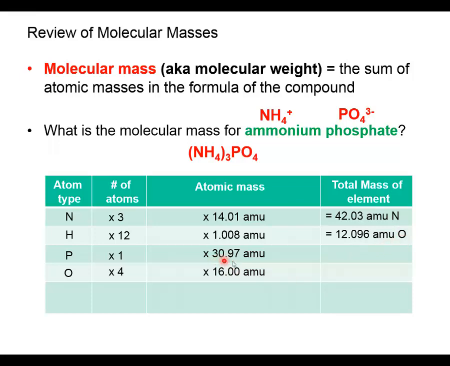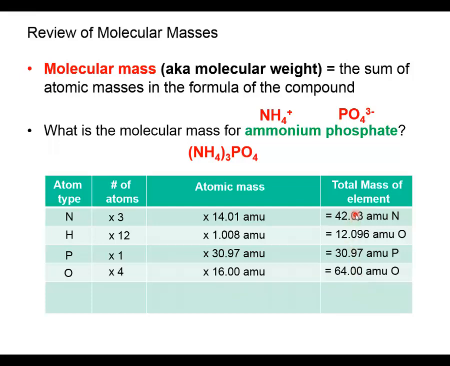Now I have 30.97 atomic mass units for phosphorus. There's only 1 phosphorus atom in the formula, so that's the same value. There's 4 oxygens in the formula, so I can take 4 times the relative atomic mass for oxygen of 16, so I get 64 atomic mass units of oxygen there.